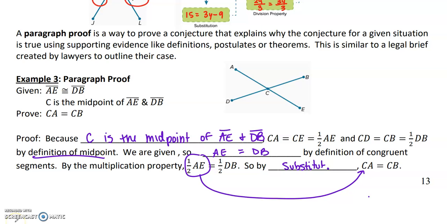You're not really going to be doing a whole lot of those paragraph proofs, but I just wanted you to be exposed to it and see it. But yeah, two-column is pretty much our main type of format that we're going to be using.